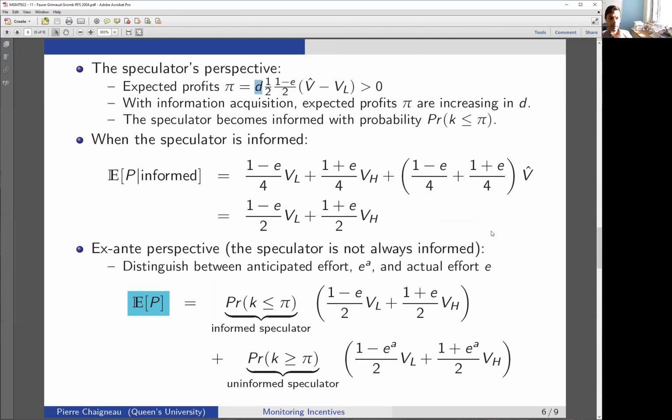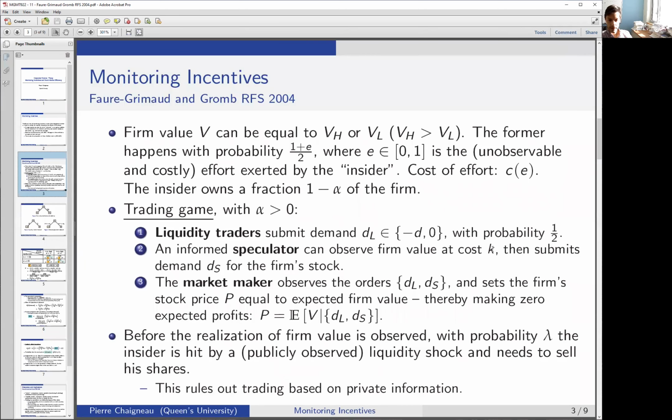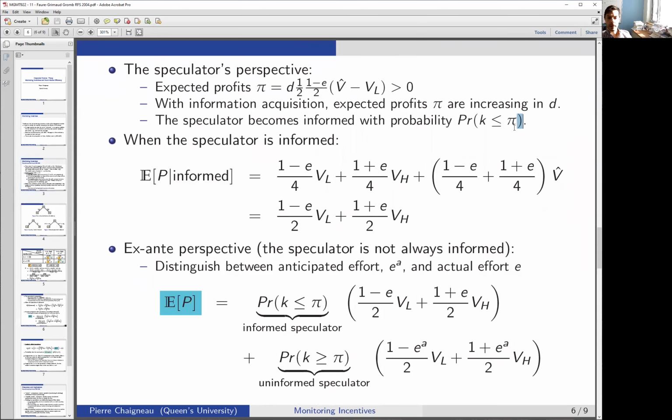And so in the model, it is assumed that the cost of being informed, K, is actually distributed according to some distribution. And so its realization can be such that it is greater than pi or less than pi. If K happens to be less than pi, than the expected profits, then the speculator will optimally become informed, right? Because the expected benefits here are larger than the cost of getting the information. In the opposite case, in which the cost of information is greater than the expected profits that can be derived from this information, then the speculator will not become informed. Okay, so there's two cases.